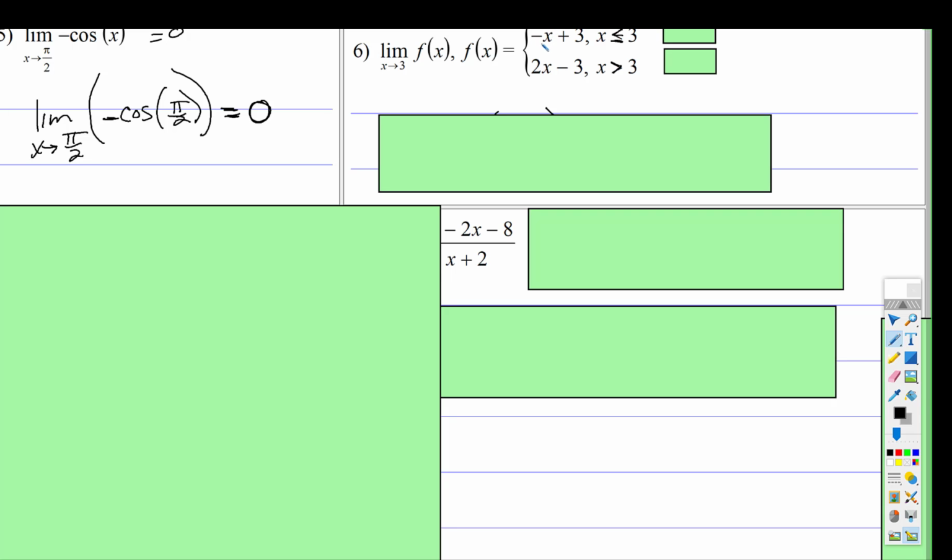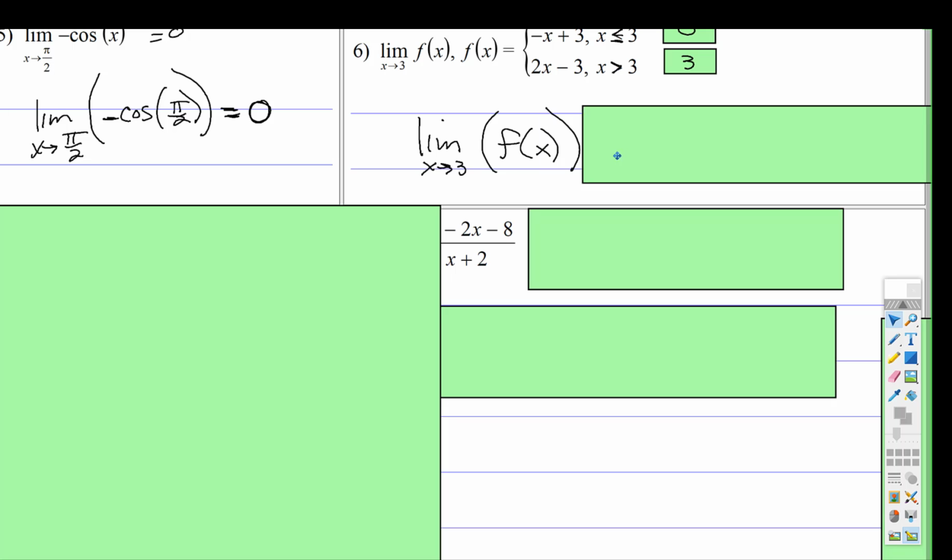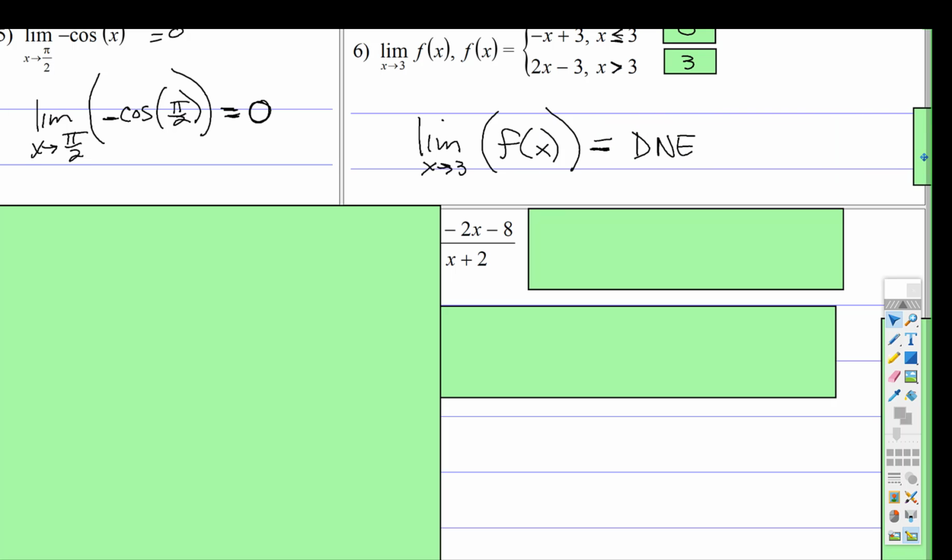Well, the opposite of 3, negative 3 plus 3 is 0. And then plug 3 into this. 2 times 3 is 6, subtract 3. When these are not the same height, that means the limit does not exist. And because this is broken into 2 pieces, it's not one-sided, you just rewrite limit of f of x as x approaches 3 does not exist. It does not exist because those 2 heights are not the same.